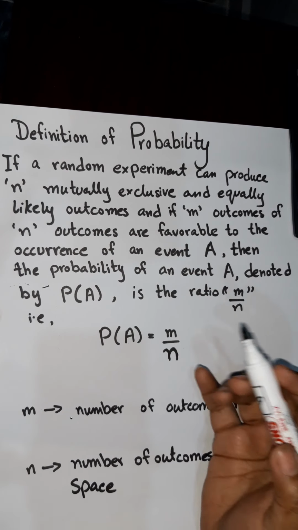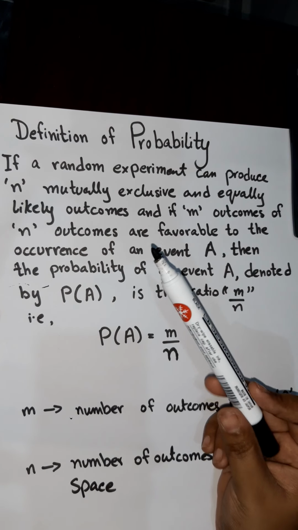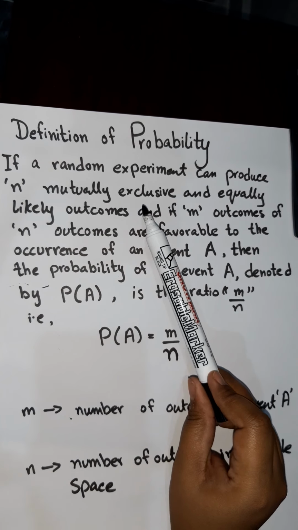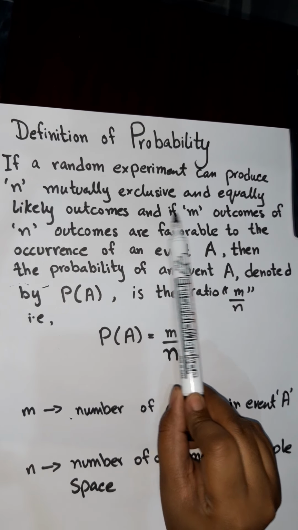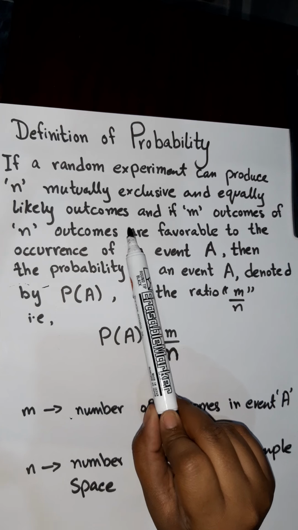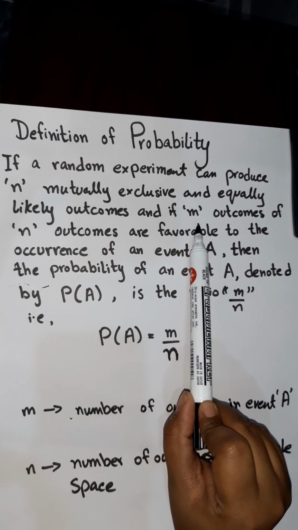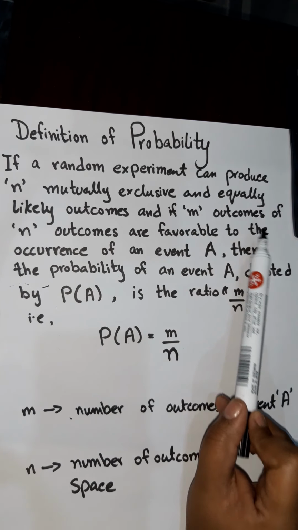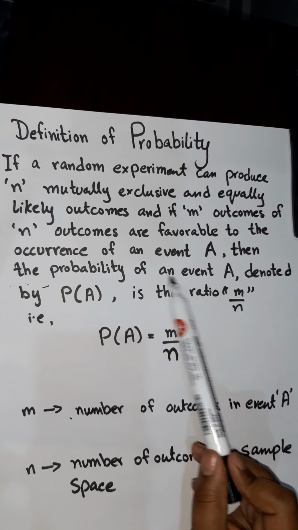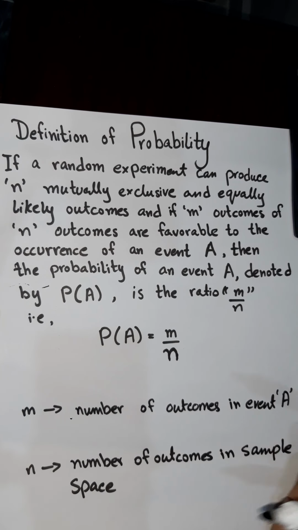So in our last lecture, we have studied what is a random experiment, what are mutually exclusive events, what are equally likely outcomes, what is the event, and what is the sample space. We have discussed these topics in our last lecture.